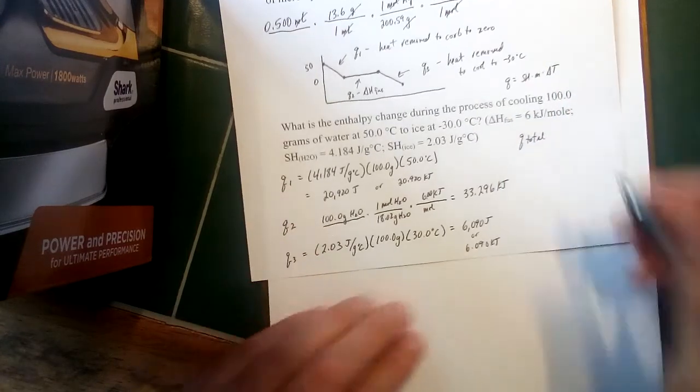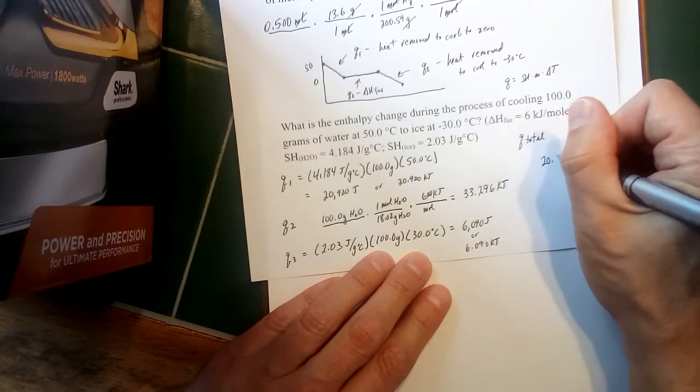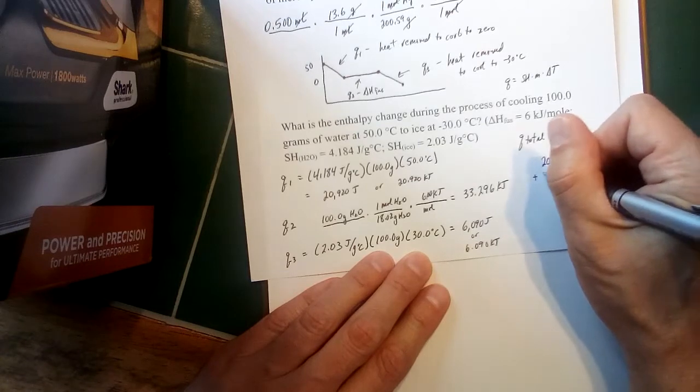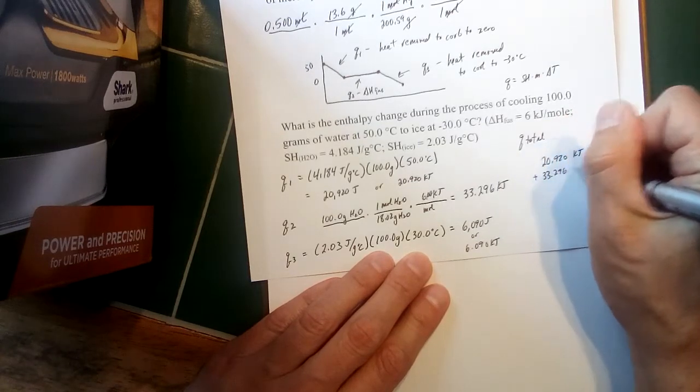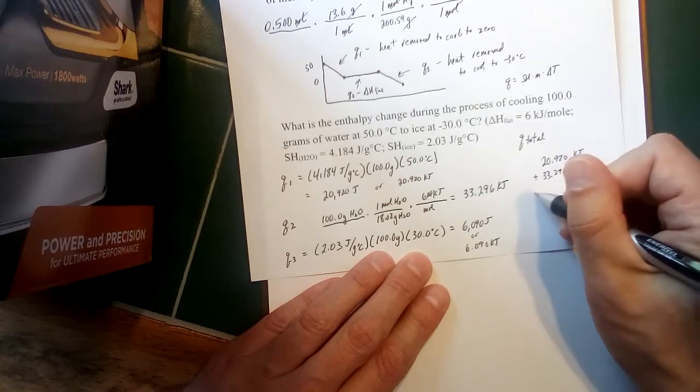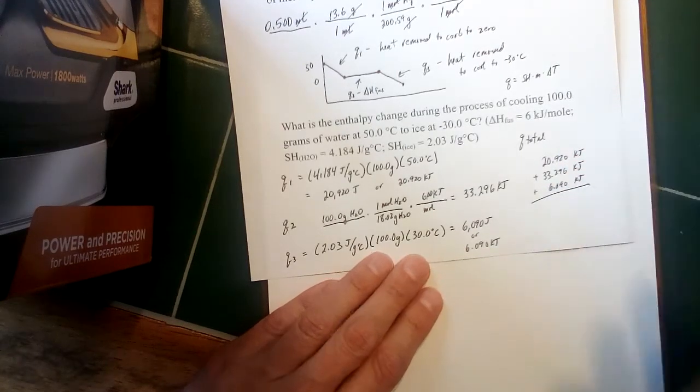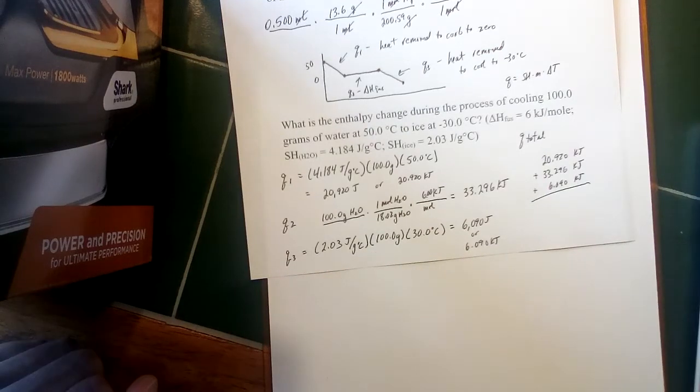Now, to get the total amount of heat that needs to be removed, I just need to add these together. So I'm going to take 20.920 kilojoules from Q1, add 33.296 kilojoules from what we called Q2, and 6.090 kilojoules from Q3. That will be the total amount of heat that would need to be removed in order to cause the change described. So 20.92 plus 33.296 plus 6.09. Right, now this number I'm going to round to 3 significant figures.